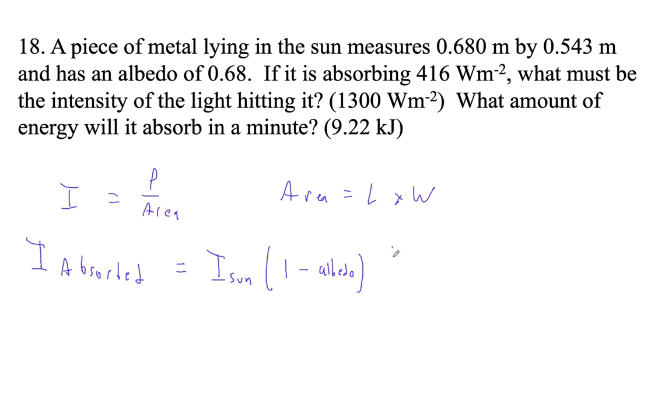Okay, so if we know this is 416, then there's some intensity there times 1 minus 0.68. All right. So the intensity of the sun must be 416 divided by left parenthesis 1 minus 0.68 right parenthesis. And that's just 1300 watts per square meter. All right.